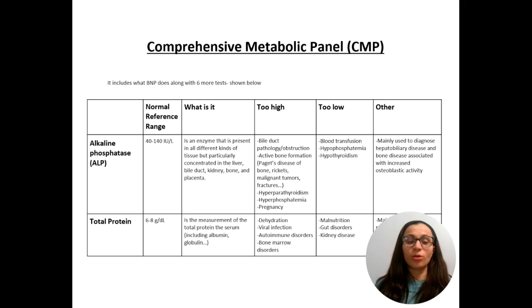Next, we go on to total protein. Total protein is 6 to 8. It's a measurement of the total protein, like the name says, in the serum. This includes albumin, globulin, etc. It's decreased in malnutrition, gut disorders, some reason why they can't absorb it, and it's elevated in autoimmune disorders, bone marrow disorders, etc.